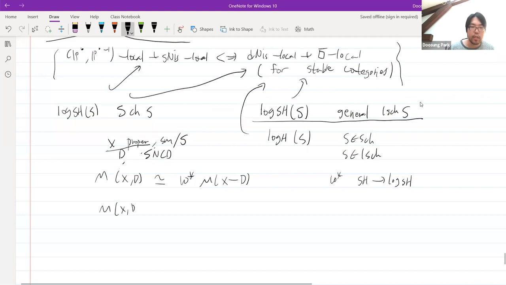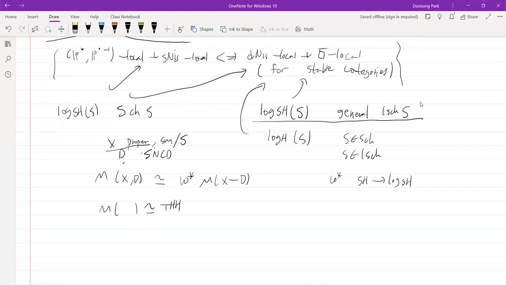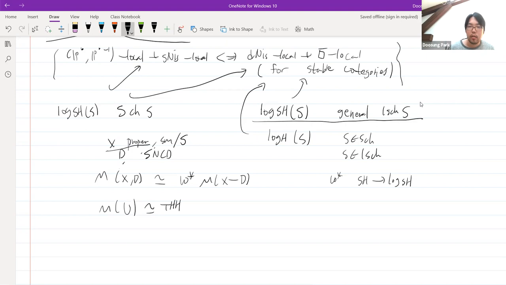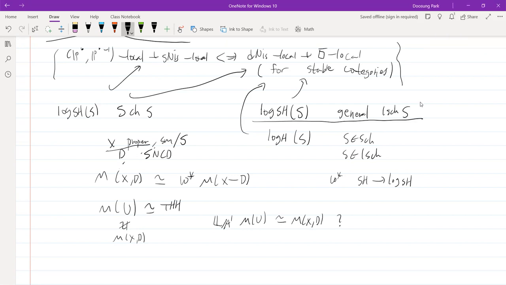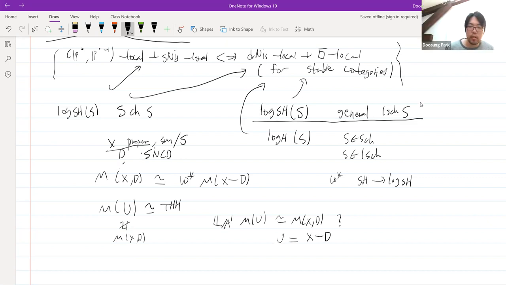Suppose M(X, D), say THH. No, M of some affine, say U. But that's not like M(X, D), and I'm not sure whether the A1-localization of M(U)... I don't know. X, D, I don't know. Maybe right, true, but I'm not sure. It's maybe wrong. And U here stands for X minus D or not? So U is X minus D.